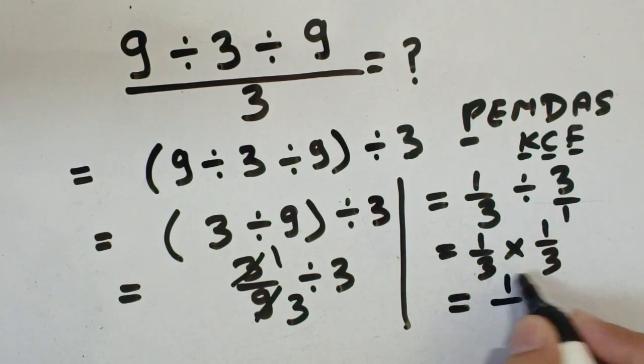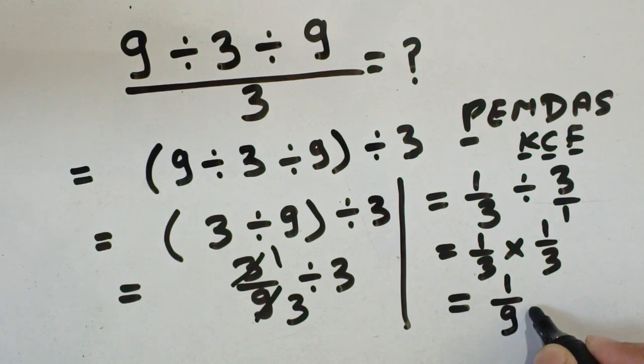Then 1, 3 threes are 9. So 1 by 9 is the correct answer.